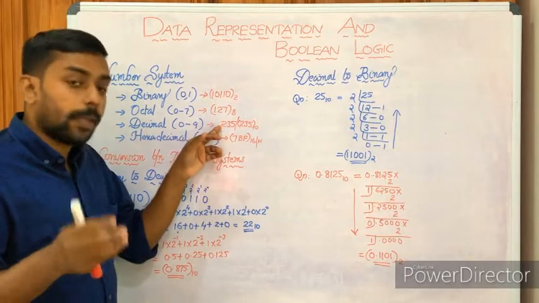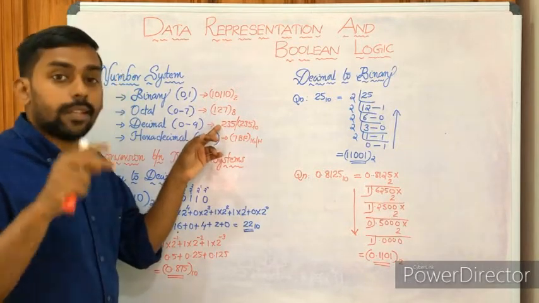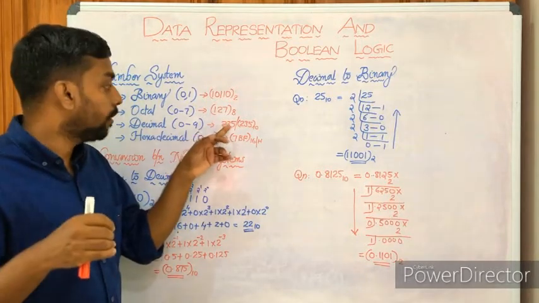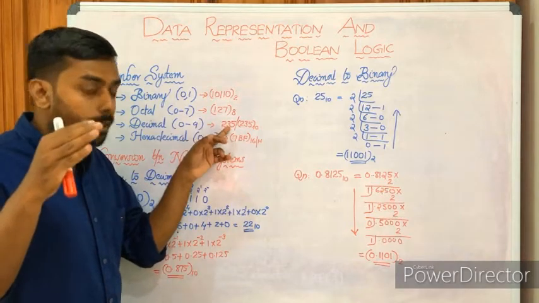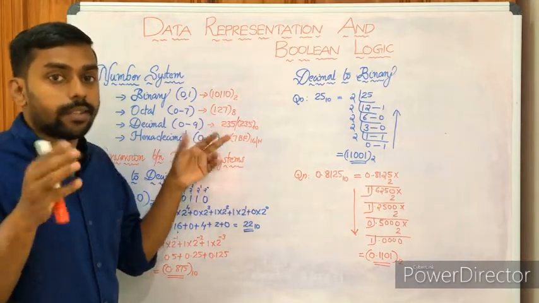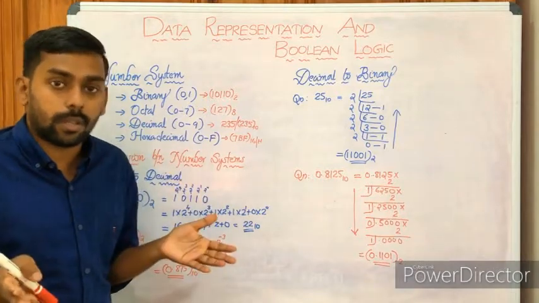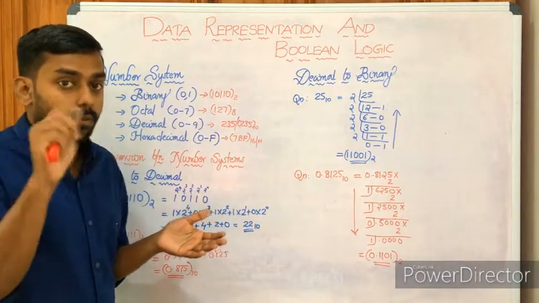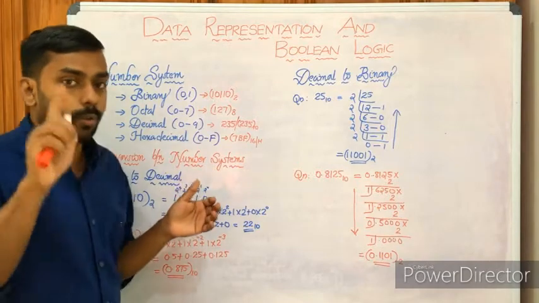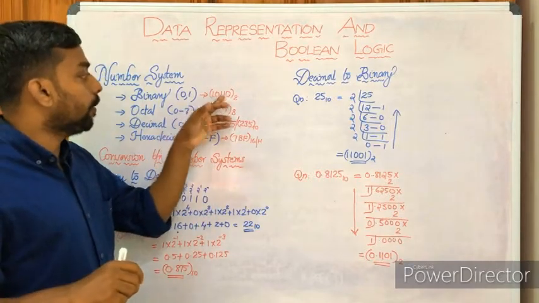So the place value of 2 is 10 raised to 2, that is 100. The place value of 3 is 10 raised to 1, that is 10. And for 5, it is 10 raised to 0. Any value raised to 0 is 1, right? Okay. So what will be the value of this?